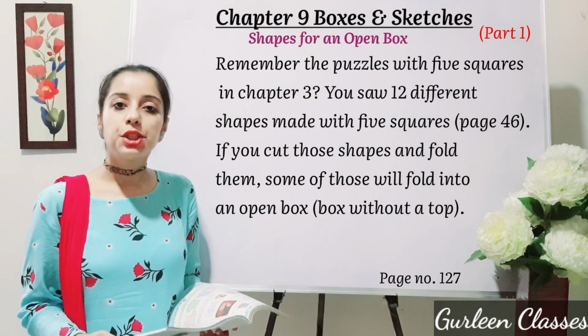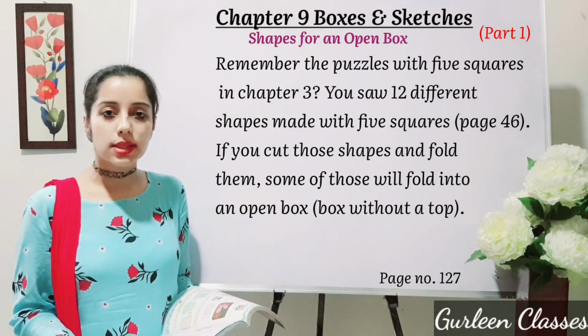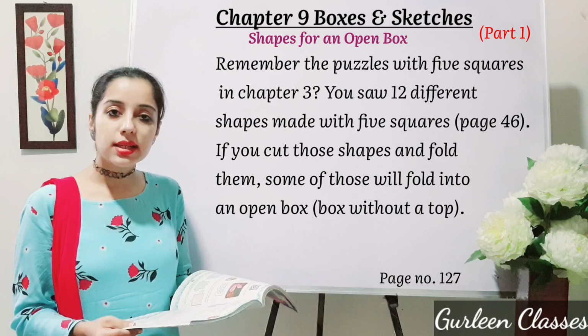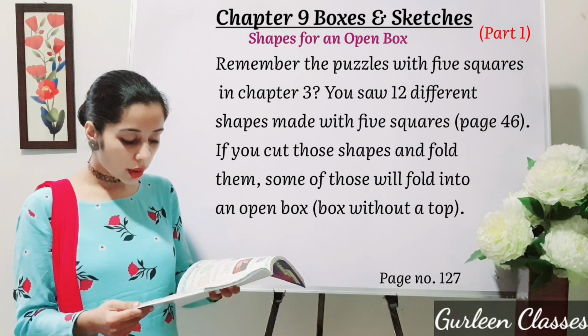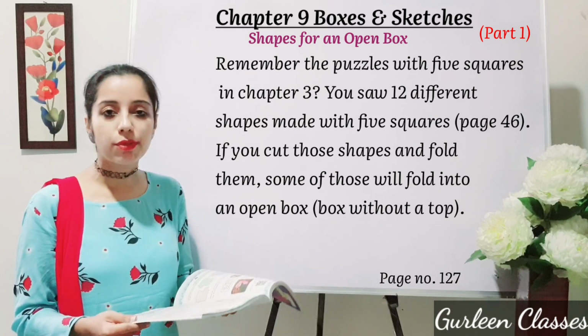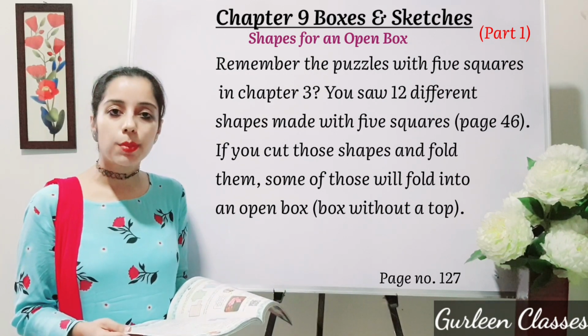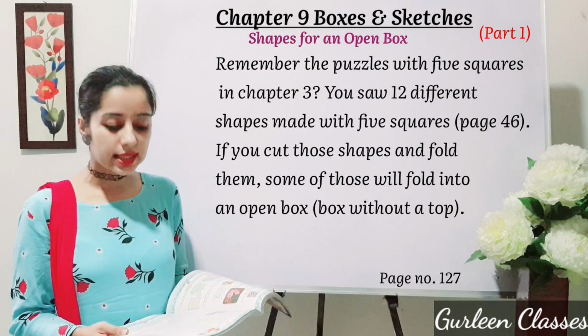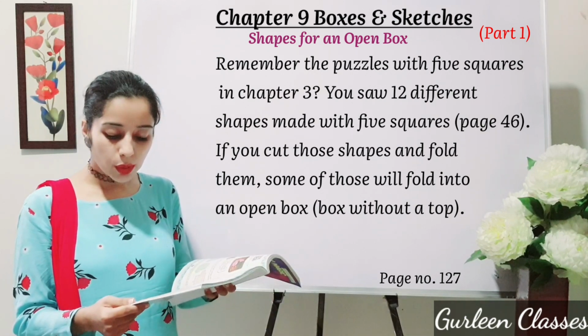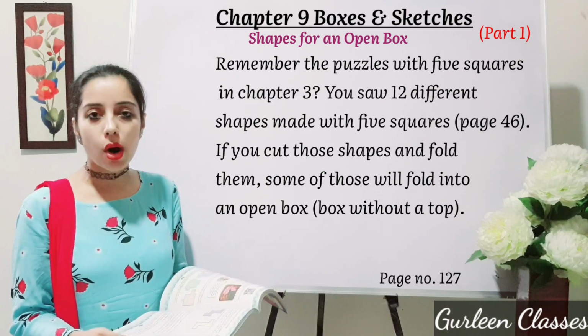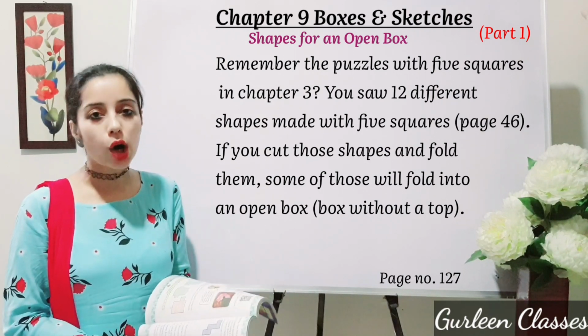Next topic, shapes for an open box. Remember the puzzles with 5 squares in chapter 3? You saw 12 different shapes made with 5 squares given in your book, page number 46. If you cut those shapes and fold them, some of those will fold into an open box without a top.